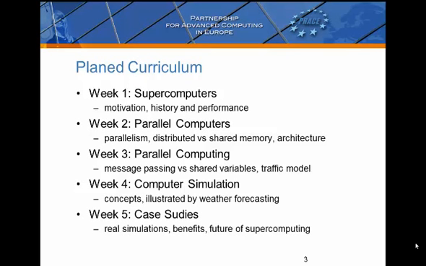Week 3 we talk more about software, parallel computing. We talk about message passing for distributed memory and the shared variables programming model for shared memory, or you might think of those as MPI and OpenMP. And I illustrate those with a very simple model, the traffic model. It's a 1D cellular automaton, which I think is very useful for illustrating particularly message passing programming.